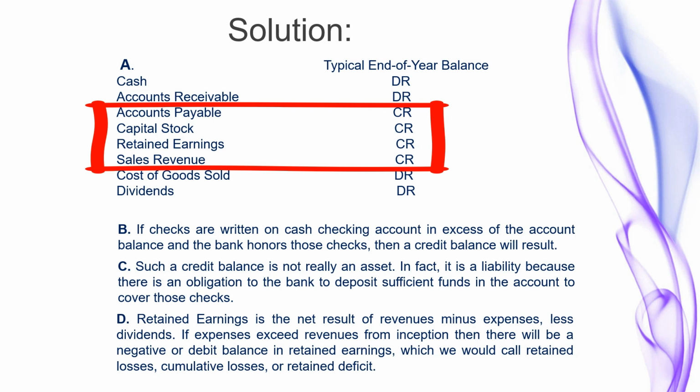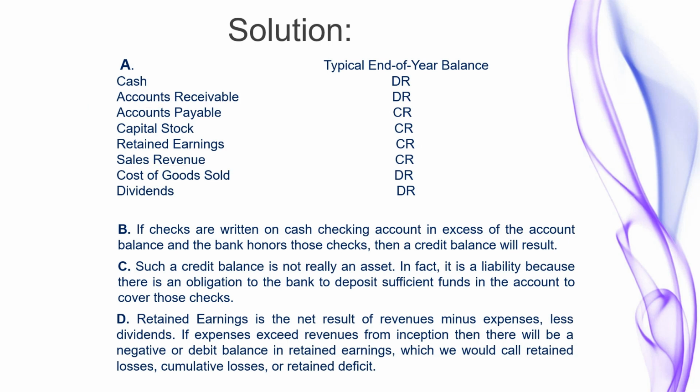Sales revenues will always be, at the end of any period, a credit balance. And all expenses, such as cost of goods sold, because they're increased on the left or debit side, will either have a debit balance or zero. The same is true for dividends, a debit balance or zero because dividends are increased on the left.